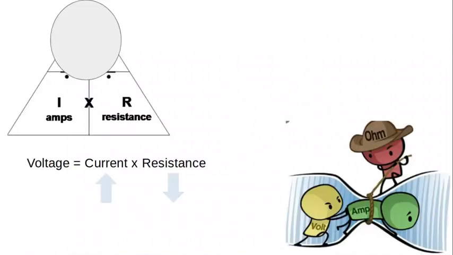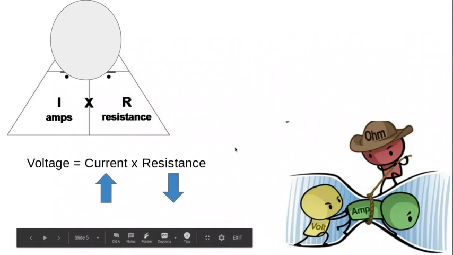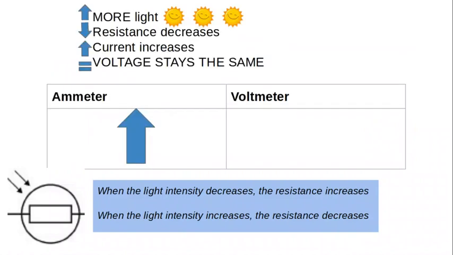So let's look back at here. Therefore, if the resistance decreases, the current has to increase. So this is going to look like this. If the current is then increasing, you're going to have a higher reading on your ammeter, which measures the current. And I've just put some symbols up here to try and help you. So the more light there is, as light intensity increases, this causes the resistance to decrease. As a result, the current increases. So you can have a higher measure on your ammeter.